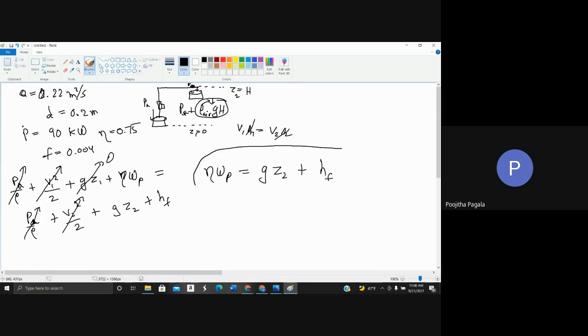Now let us look what this intuitively means. It means whatever work your pump is doing, your pump needs to do certain amount of work, and this work will be used in overcoming the gravitational potential and also in overcoming the losses. So that is the physical meaning of this equation. So let us calculate eta WP.